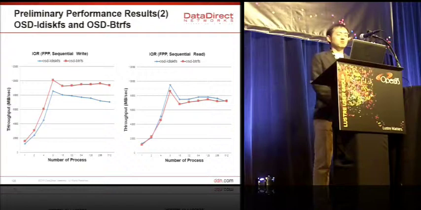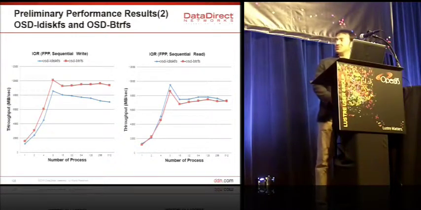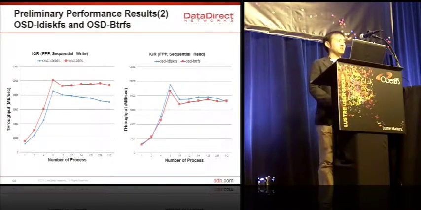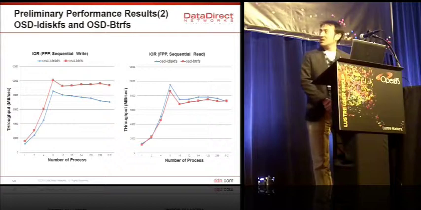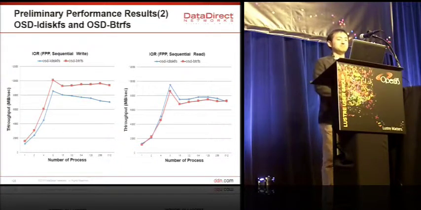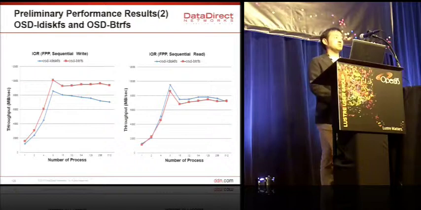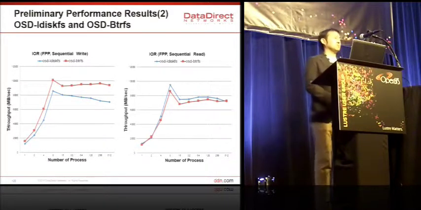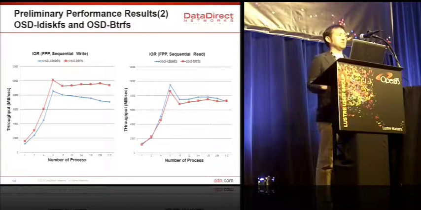Right. If we compare Btrfs and ldiskfs, we see the performance goes down a little on ldiskfs. However, we got more than 7.5 gigabytes per second with only 8 OSDs. That means about 95 megabytes per second per wire. So we still see a little drop, but it is still acceptable.